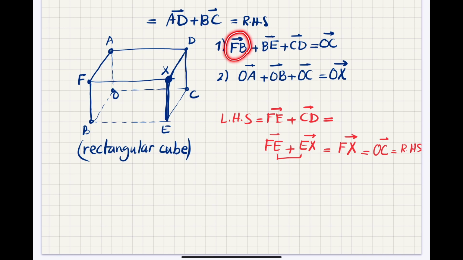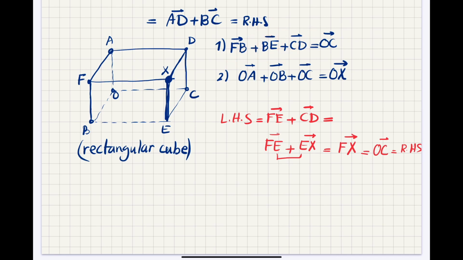So you have FB, and then you have the last one, CD. Do you agree that these are opposite vectors? They are parallel, they are of the same size, but one of them is pointing down, the other one is pointing up. So if I add two opposite vectors, the answer is the zero vector. So I can eliminate them without spending much more time.